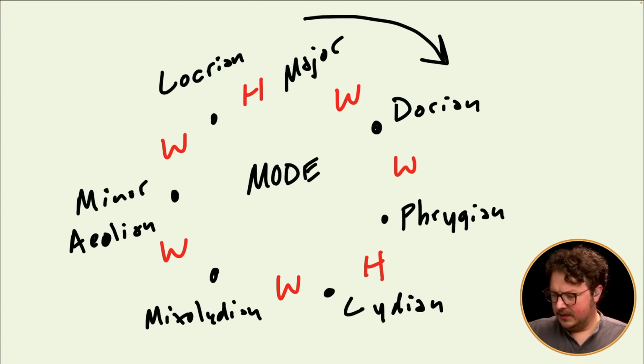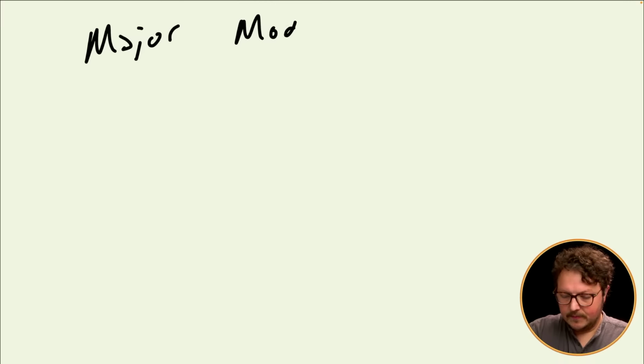What do we do with this? Like, what do you do with this information? It doesn't seem like there's anything useful going on right now. So let's figure out how to make this useful, and also how to categorize these modes better. So a better way, in my opinion, to think about modes is to think about major modes and minor modes.